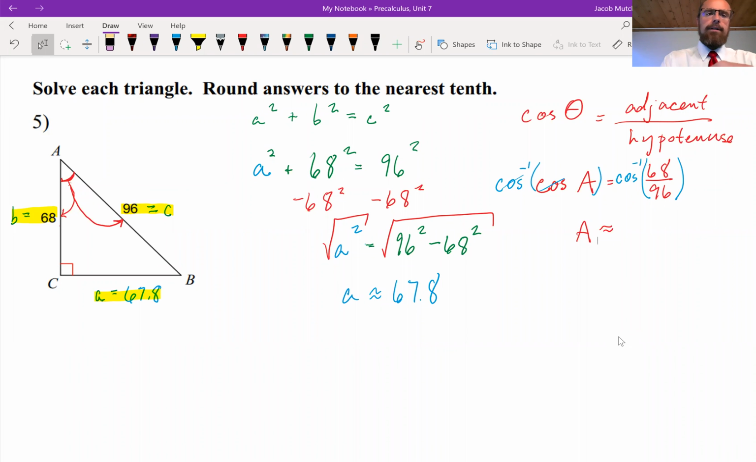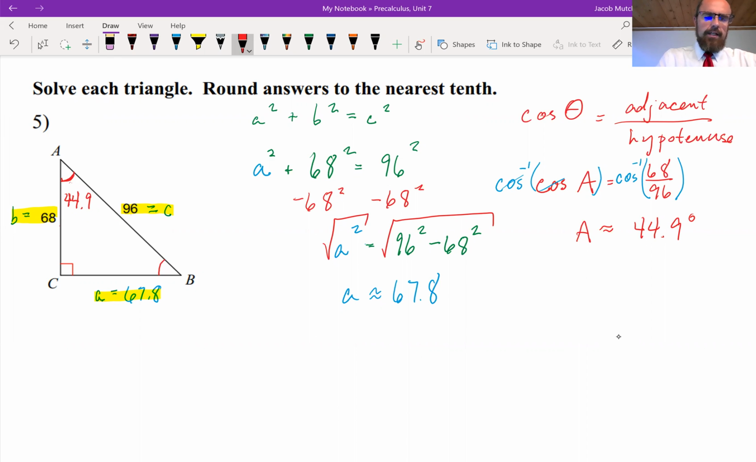We'll go ahead and mark that here. So we found angle A to be 44.9 degrees. Let me record it here in our answer. And then I'll write it in at angle A, 44.9 degrees.